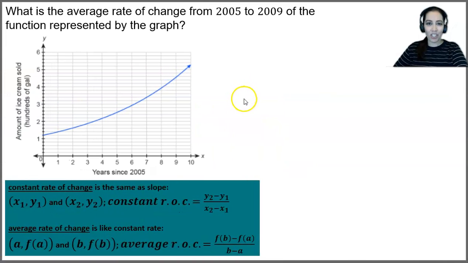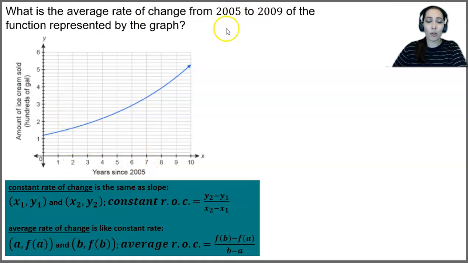Now that we have Chloe's cheat sheet notes, we can go ahead and find the average rate of change over our interval from 2005 to 2009. The first thing that I notice on the x-axis is it says years since 2005. That means that year 0 is 2005. 1 year past 2005 would be 2006. 2 years past 2005 would be 2007, and so on.